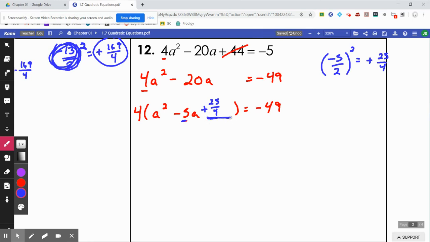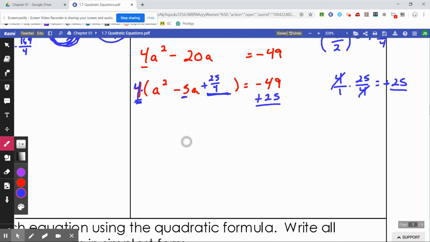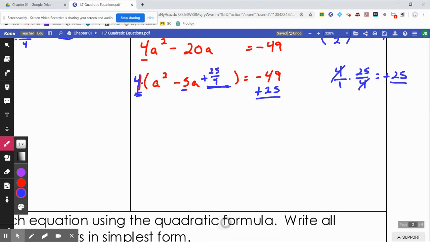However, you've got to be careful because you didn't just add 25 fourths to this left side. Since you factored, anytime you factor, you have to keep this in consideration. You added 4 times 25 fourths to this side. So in order to figure out what you're going to add to the other side, anytime that you're dealing with one that you're factoring on, multiply that back out. So you added 4 times 25 fourths, which is a positive 25 to the left side. So that is what you have to add to the right side, not the 25 fourths. Multiply it back out to see what to add to the other side.